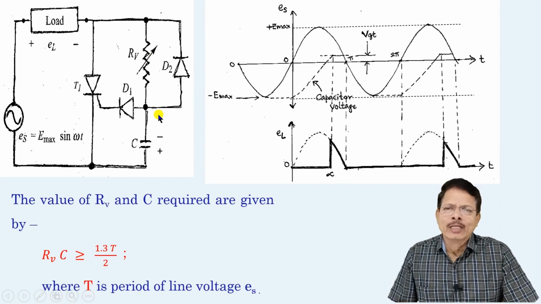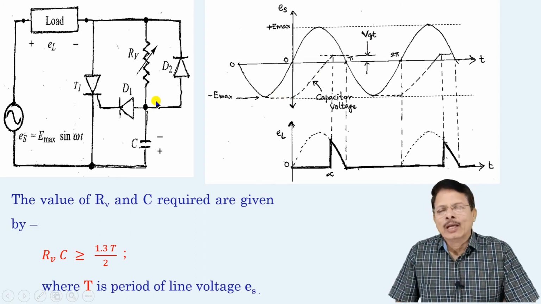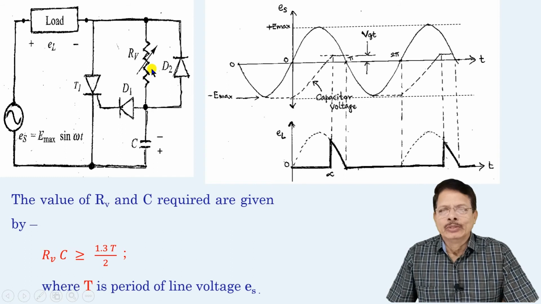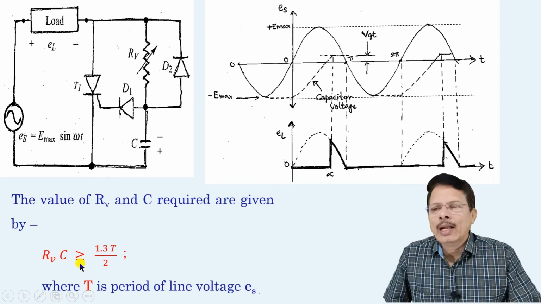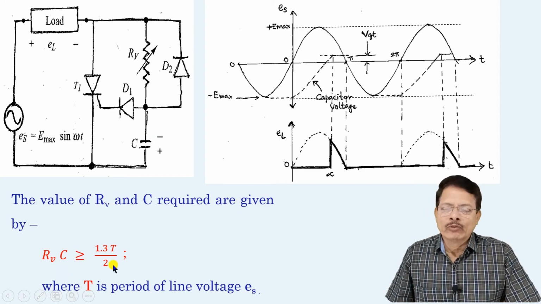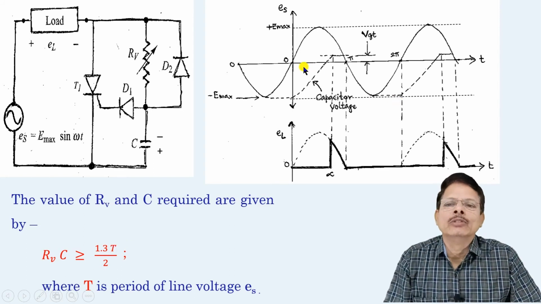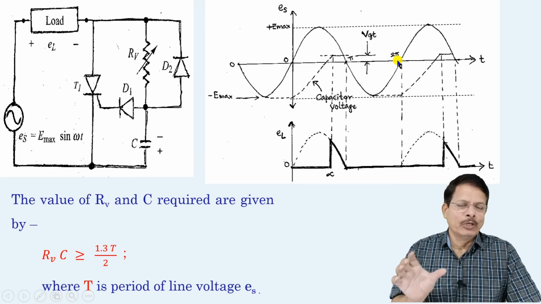What is actually this RC network? It changes the phase. Here the phase is changed, the waveform is shifted, and that's why we call it changing the amplitude and the phase of the gate voltage with respect to the line voltage, and that's why we get this wonderful effect. And this is the empirical formula. What should be the value of this variable resistor and this capacitor? RVC should be greater than or equal to 1.3 times T by 2, where capital T is this much. You see, for the AC source voltage, this much is capital T, one complete cycle.